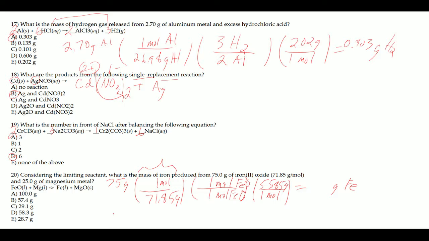The other thing I'm given here is magnesium metal. So 25 grams of magnesium, where magnesium weighs 24.31 grams per 1 mole. Just still a 1-to-1 ratio here of magnesium to iron. The last unit factor is the same here in the top and bottom equations.